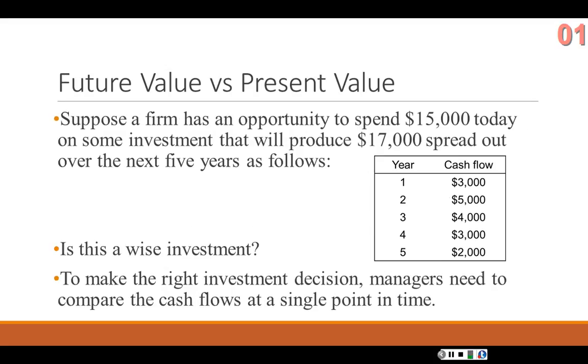Suppose a firm has an opportunity to spend $15,000 today on an investment that will return to them $17,000 over the next 5 years. In year 1, they would receive $3,000, year 2, $5,000, year 3, $4,000, year 4, $3,000, and year 5, $2,000. Is this a good investment? To be able to make a determination, managers have to compare these cash flows at a single point in time.